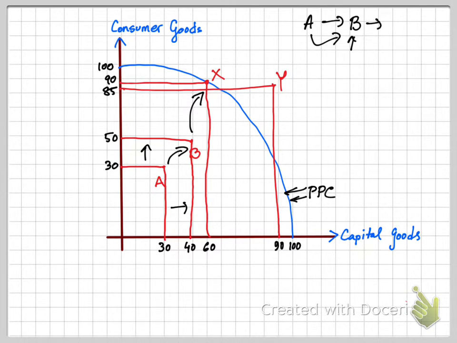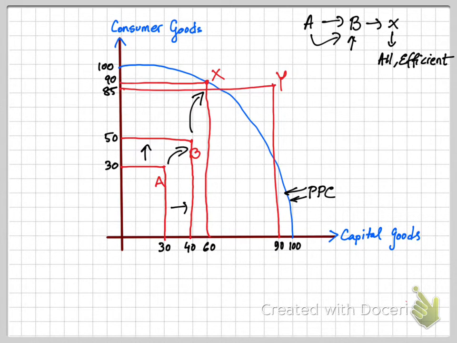What would happen if you move from point B to point X? This would suggest that you are using all of your resources in the most efficient manner. You are not keeping anything idle, you don't have any unemployment, and you are using all of your resources. And that is exactly what every point on the production possibility curve tells us, that you are using all of your resources in the most efficient manner. There is maximum efficiency and maximum productivity.